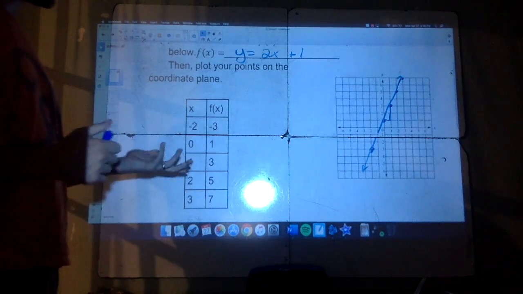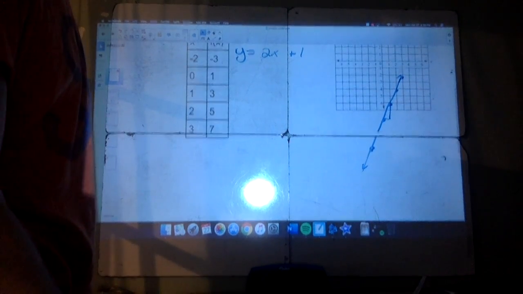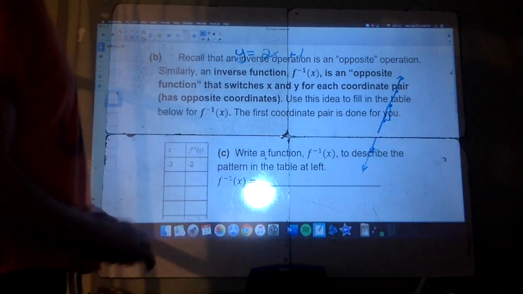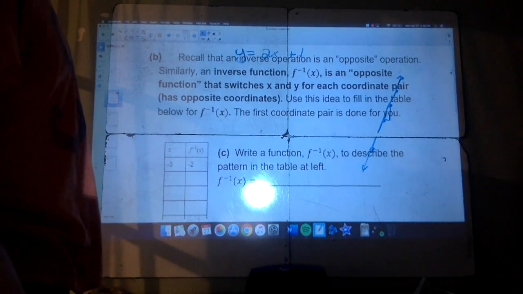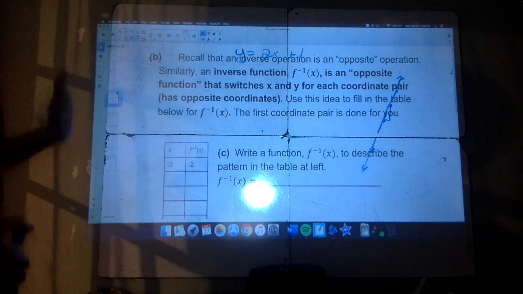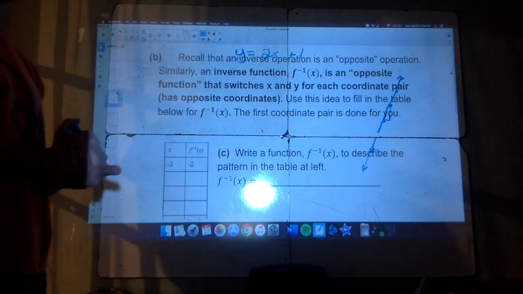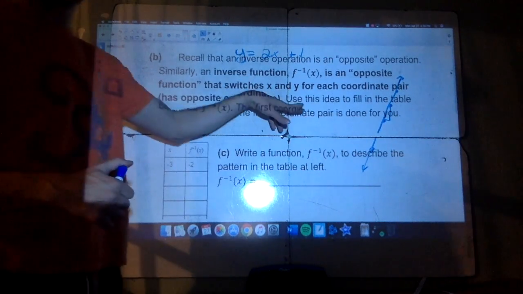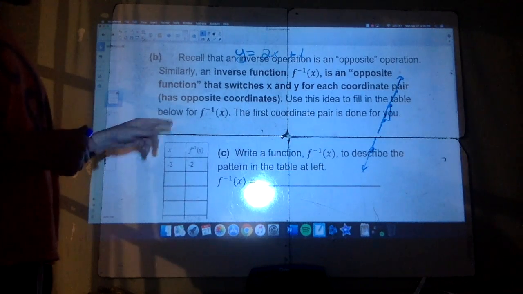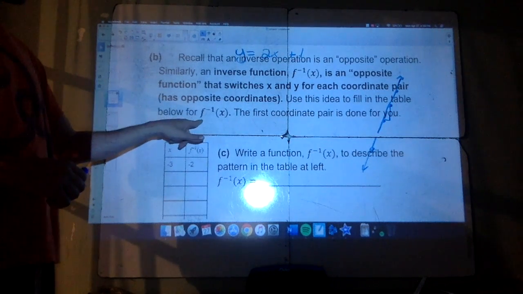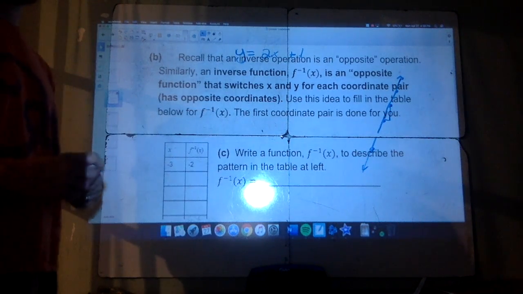So we're going to use this equation in this table to study some inverse functions. So you're going to recall that an inverse operation is an opposite operation. So an inverse function is an opposite function. It switches x and y for each coordinate pair. That's the big idea. X and y are just going to switch. So we're going to use this idea to fill in the table for the inverse, and this is read as f inverse of x, and the first coordinate pair is done for you.